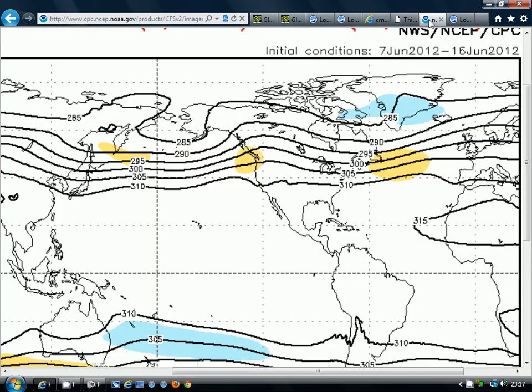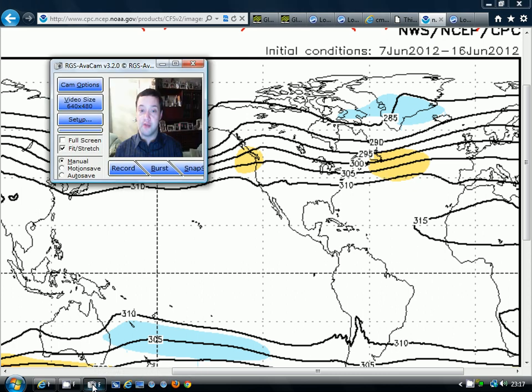So now let's go on to the CFS model, and this is the 700 millibar height anomaly chart from the CFS model. This is the forecast model from the United States, CFS, of their long-range forecast model.